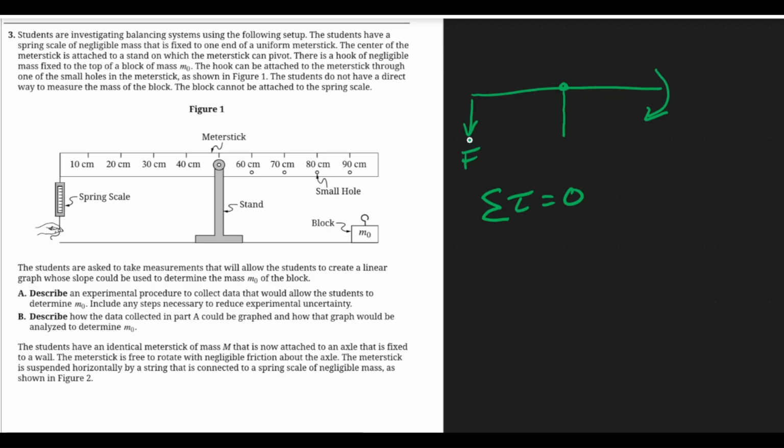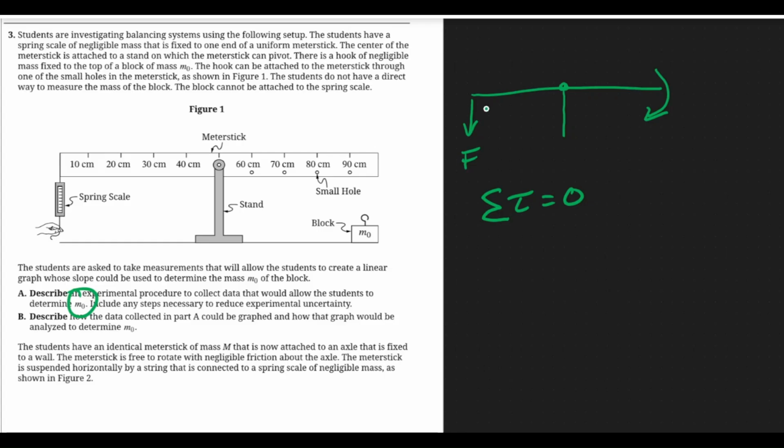I've drawn my meter stick here, and I can measure my force in this spring scale, and the meter stick is going to pivot around this pivot right here, and it'll rotate in one direction or it'll rotate in the other direction. So they hang the mass here like this, and that's going to cause my meter stick to rotate down. So how can I figure out the mass of this block that I'm looking for?